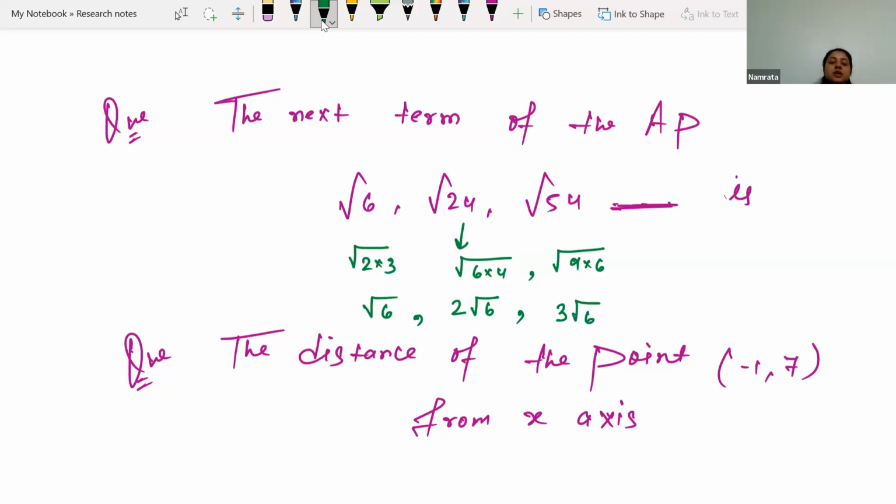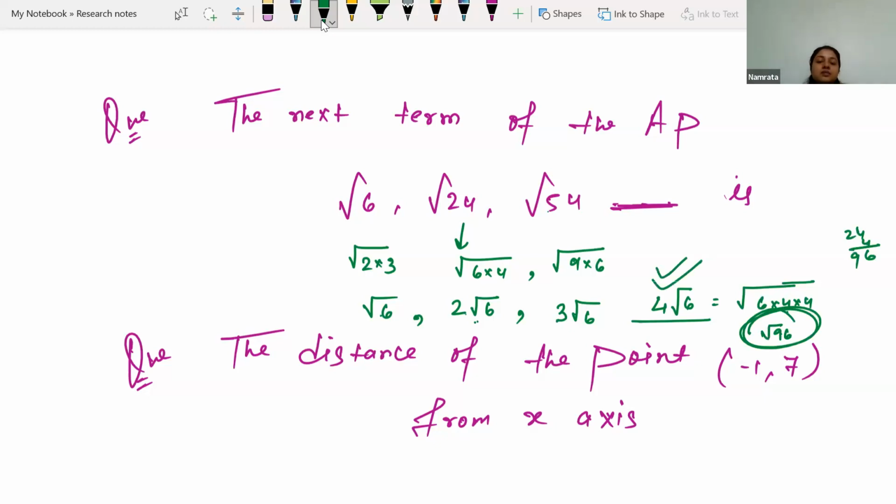So what is the common difference? 2 root 6 minus root 6, root 6 is the common difference. 3 root 6 minus 2 root 6, root 6 is the common difference. So the terms are 1 root 6, 2 root 6, 3 root 6, and the next can be 4 root 6. If options are given, just push this 4 inside the root sign. Under root 6, the 4 must be in a pair, that's why it is outside. So 4 squared is 16, 16 times 6 is 96. So either it will be root 96 if the option is given, or we can directly say 4 root 6 is the next term. Right?